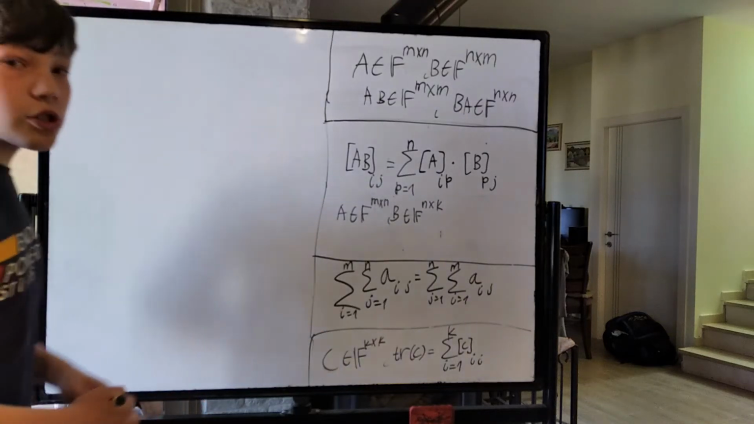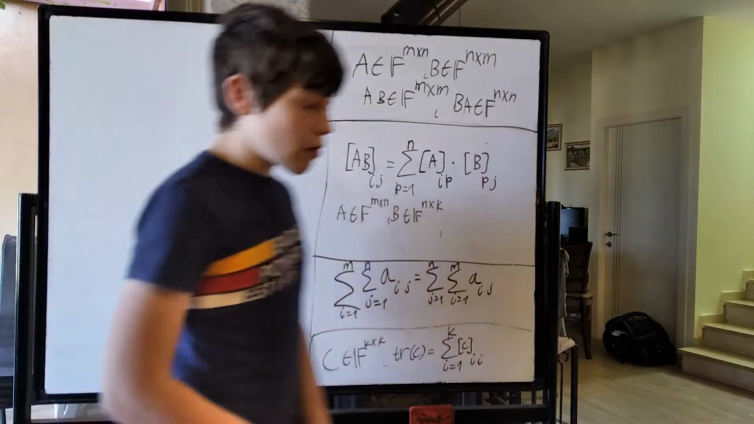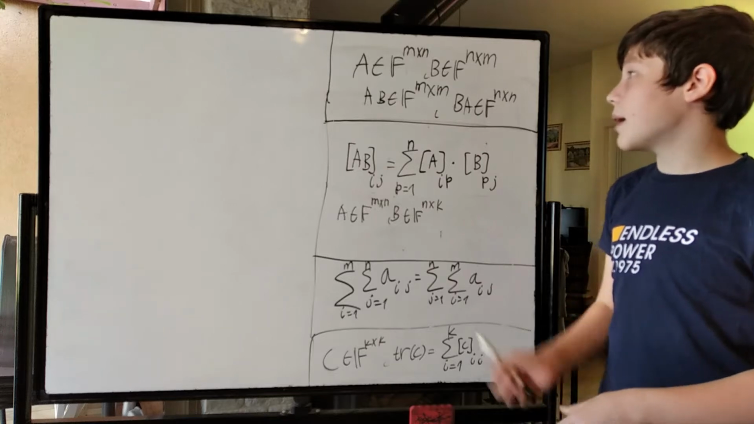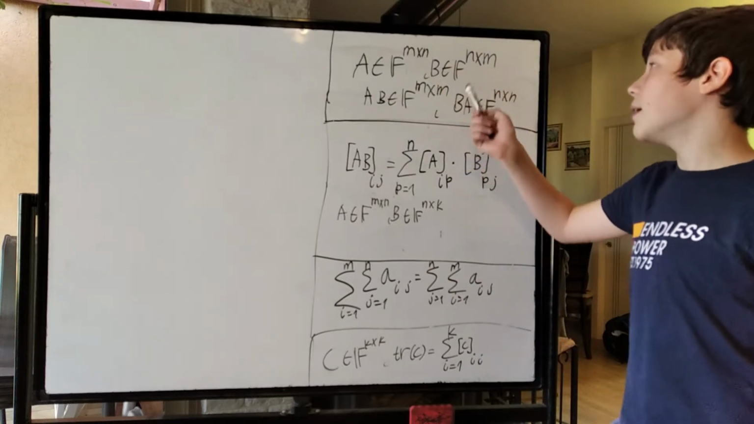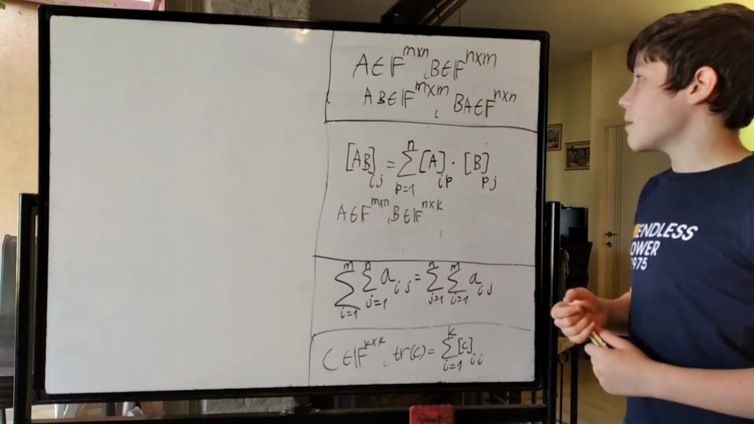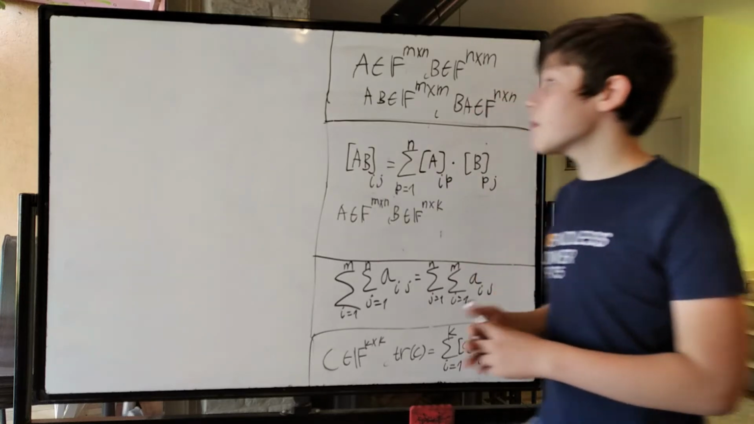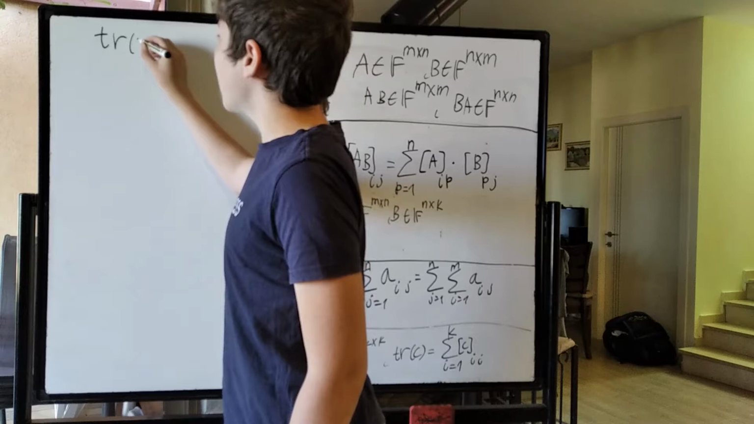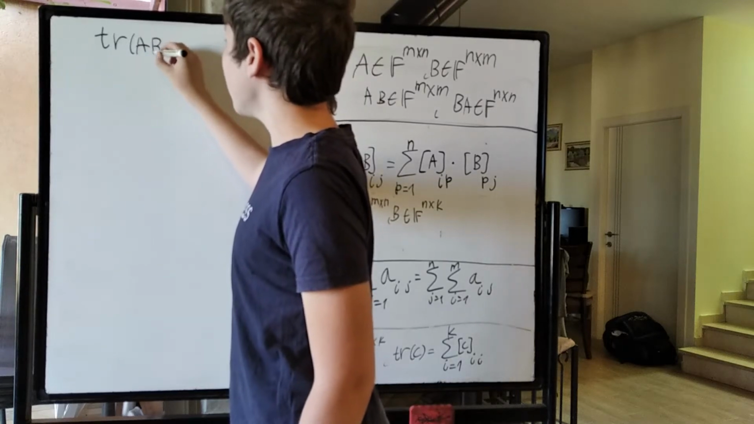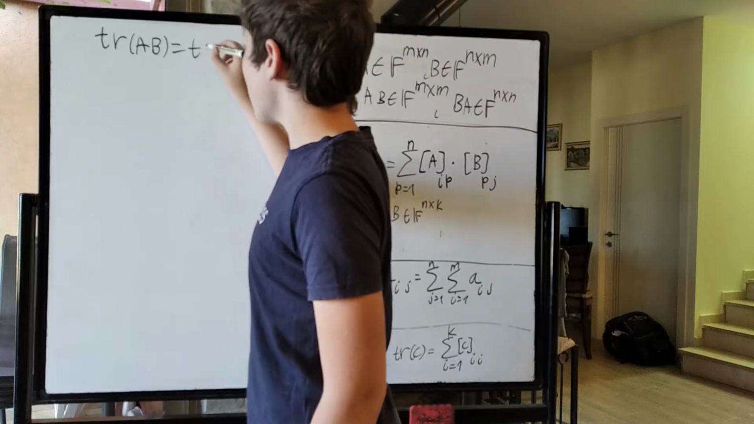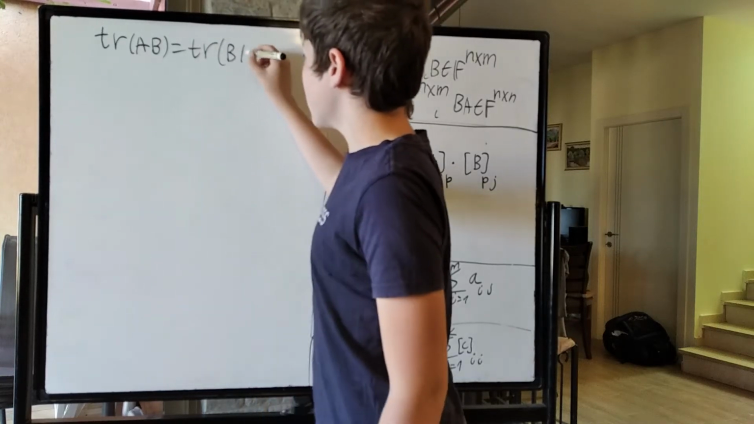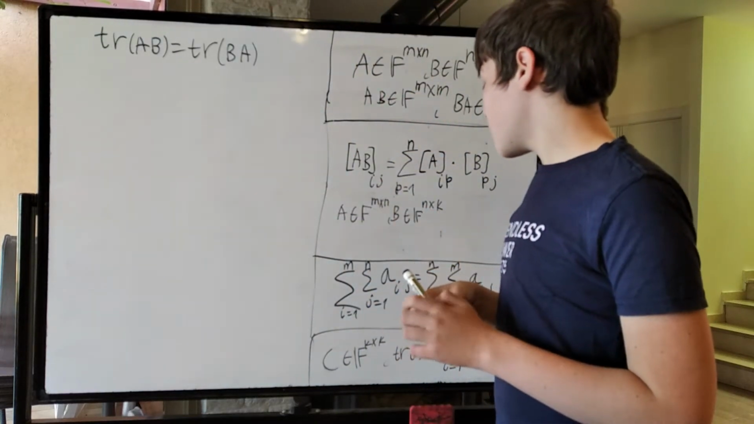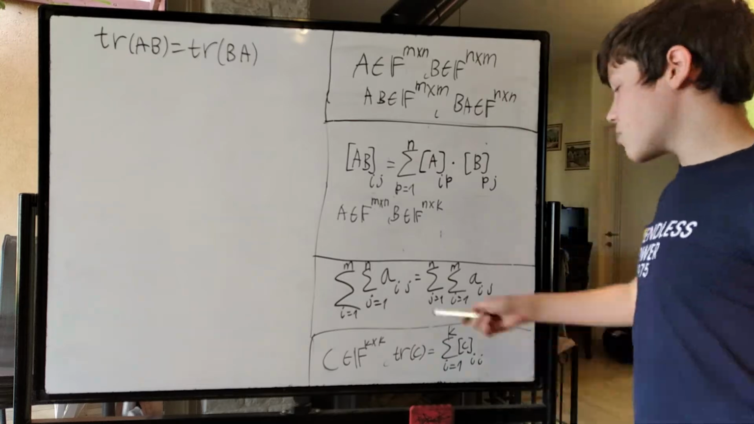Now the property that we want to show is that for all matrices of these specific sizes, A of size m by n, and B of the opposite size n by m, the trace of A times B is equal to the trace of B times A. So that is what we want to show. But first we'll prove this other property.